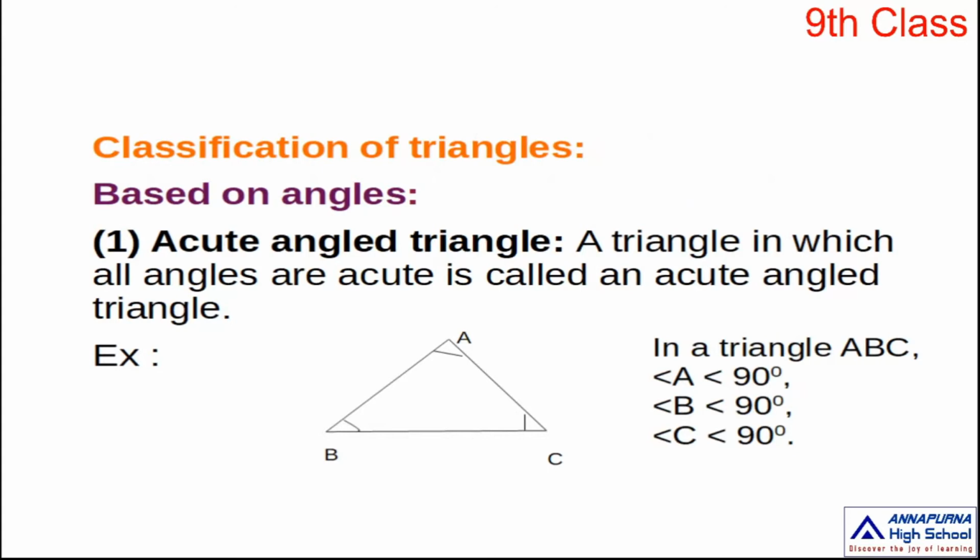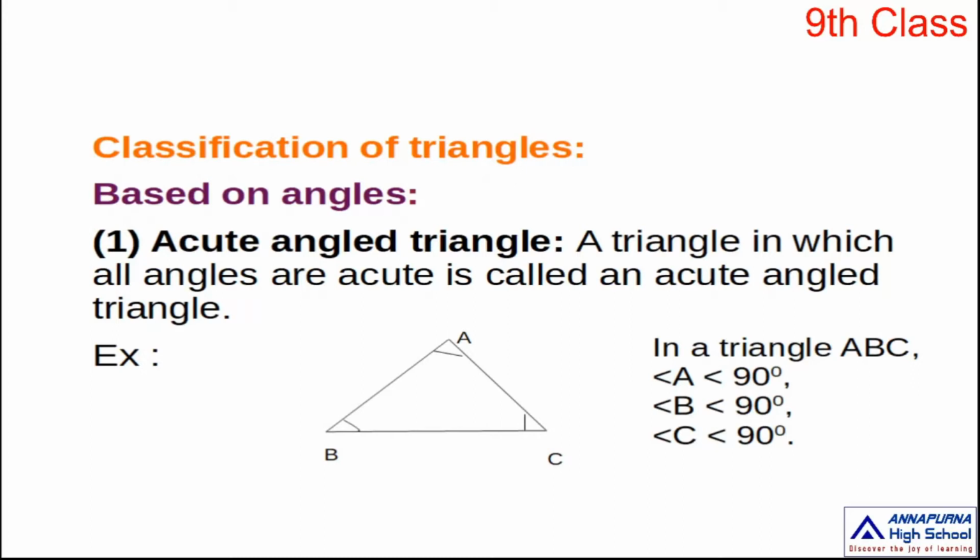Next topic, classification of triangles based on angles. First one, acute angle triangle. What is the definition of an acute angle triangle? A triangle in which all the angles are acute. What is the definition of an acute angle? An angle which is less than 90 degrees and more than 0 degrees is called an acute angle.